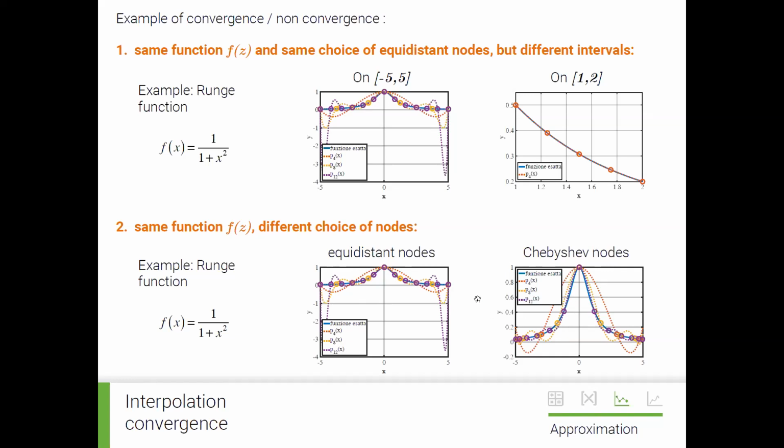So, conclusion. Convergence and non-convergence depend on the type of nodes and depend on intervals. So there can be a different choice of nodes and a different type of convergence or non-convergence. Or it can be the same nodes and the same function, but different intervals. And here also we have different answers.